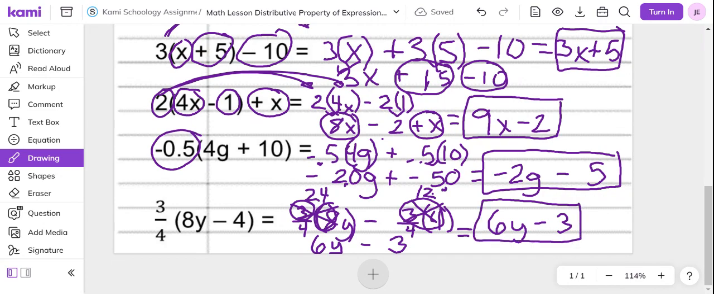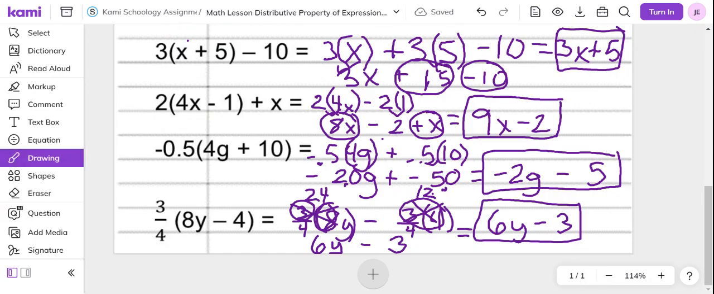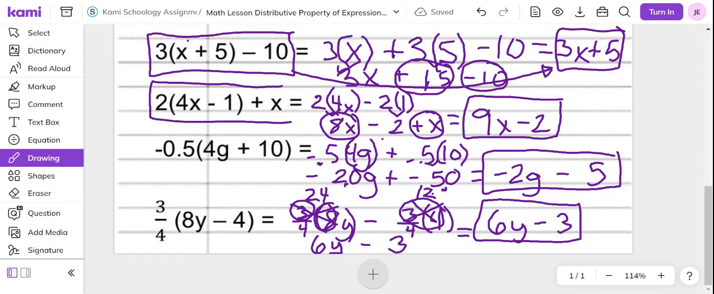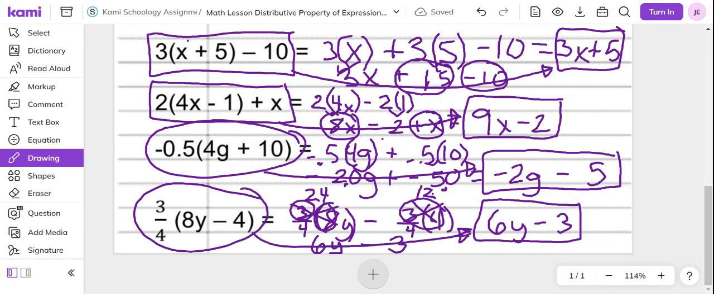I just want to emphasize, as we go back up through here, we have created equivalent expressions. This expression can be simplified to 3x plus 5. This expression with a distributive factor of 2 can be simplified to 9x minus 2. Even though this looks complicated, we have negative 0.5 times this expression. It can be simplified to negative 2g minus 5, and then the last one can be simplified after we use the distributive property.